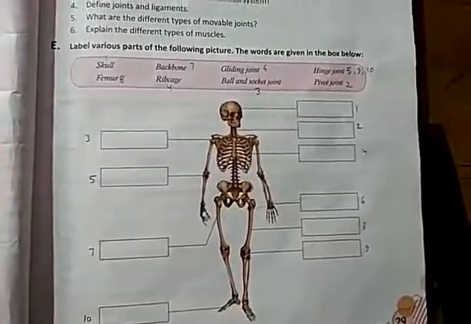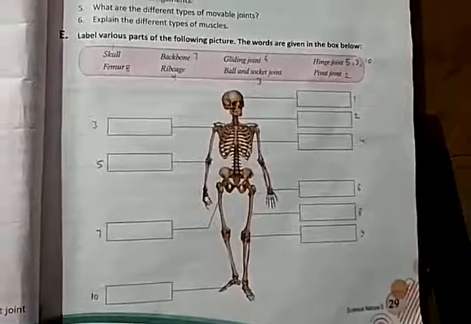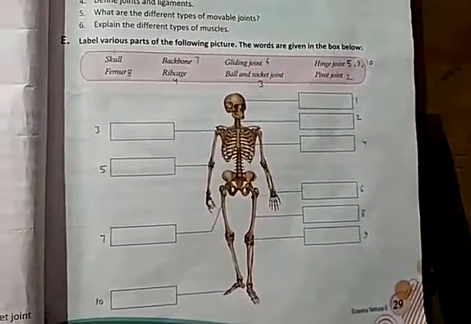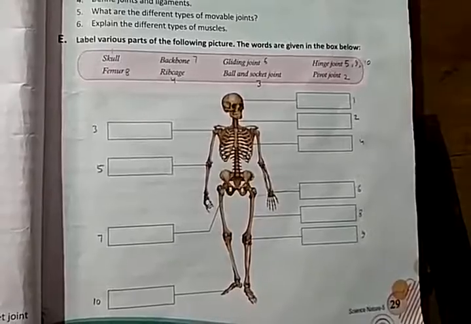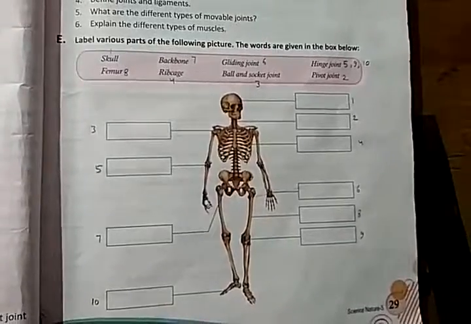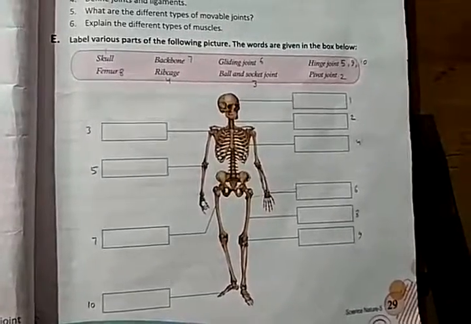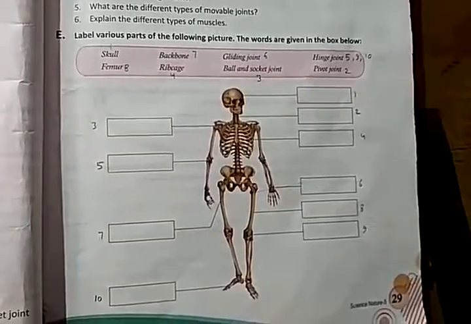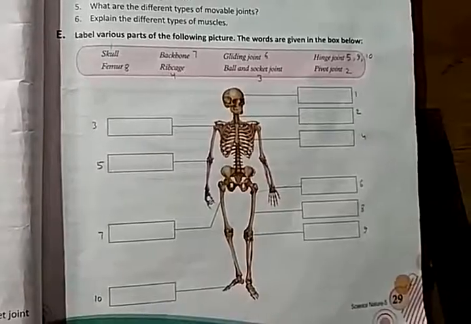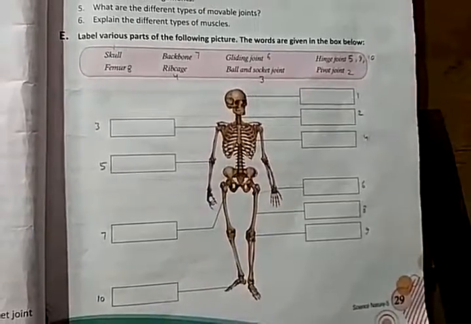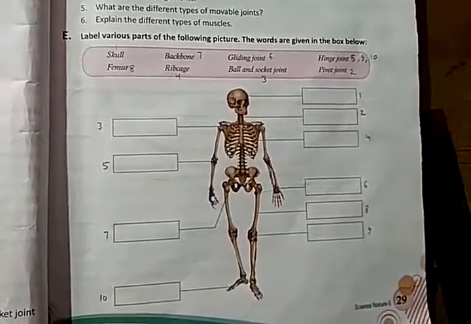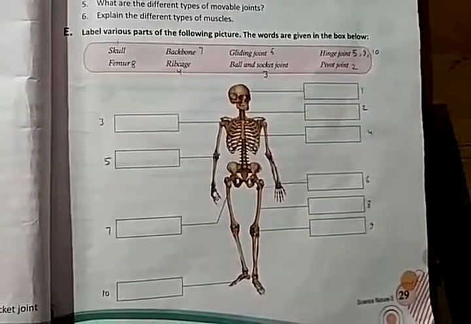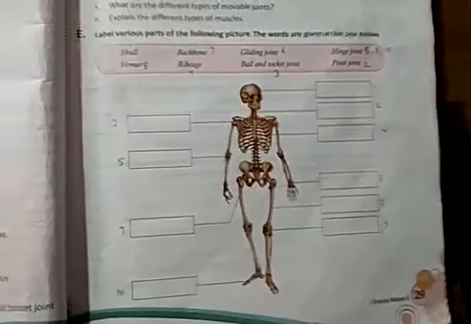Now here you can see this figure, and here is written: label the various parts of the following picture. The words are given in the box below, and you have to write the name of the parts at their correct places. So let's see.